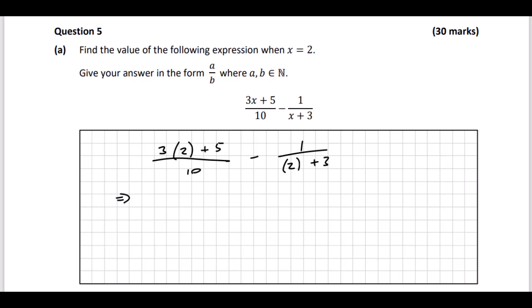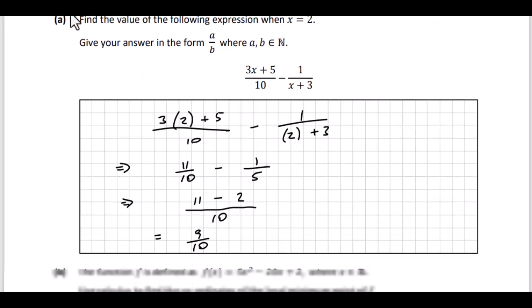Let's just do that. We've got 3 times 2 is 6, 6 plus 5 is 11 over 10. And here we've got 1 over 3 plus 2, which is 5. Now we just have to subtract these two fractions. Our lowest common multiple of 10 and 5 is going to be 10. So this is 11 over 10, and then minus, what do we do to that 5 to turn it into 10? We multiply by 2, so we multiply the top by 2 as well. So 2 ones are 2. Our answer is 11 minus 2, which is 9 over 10. Give your answer in the form a over b, where a and b are natural numbers. So that's correct. Okay, next part then.